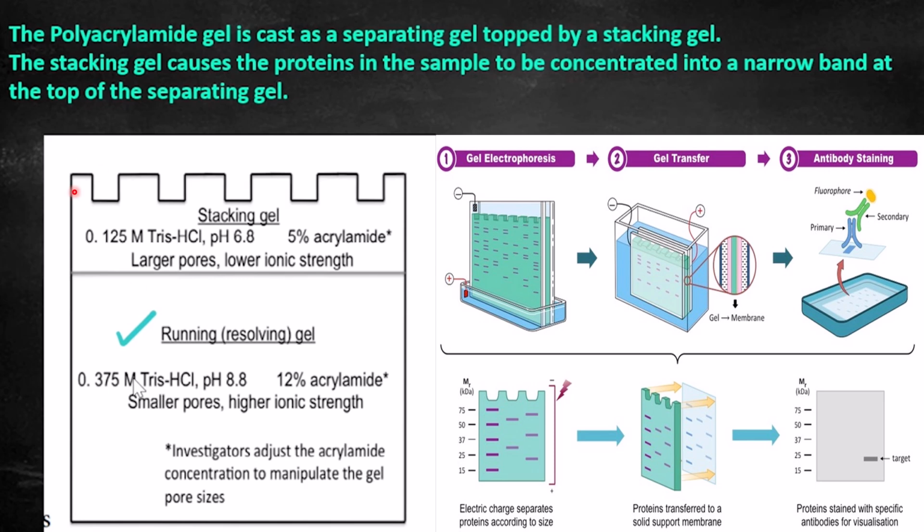Stacking gel will hold protein here in their combs. Means from the outer side we are keeping a comb, and when we remove it, these wells are formed like that, where the proteins will be loaded. So the major differences you have to learn: first, the pH difference between stacking gel and running gel. Another thing is 5% acrylamide. 5% acrylamide you can use here.